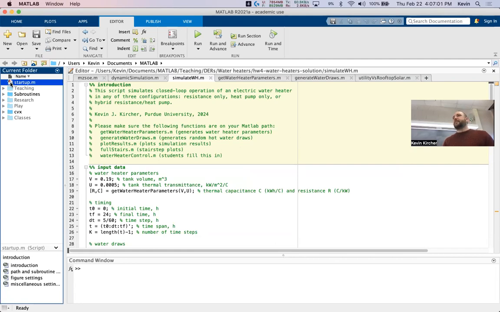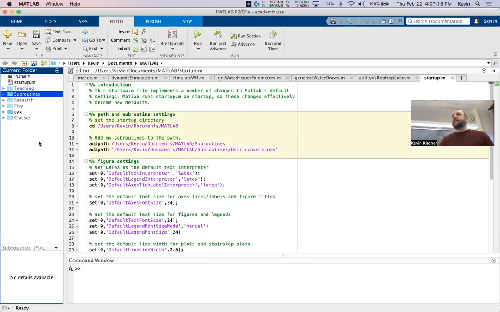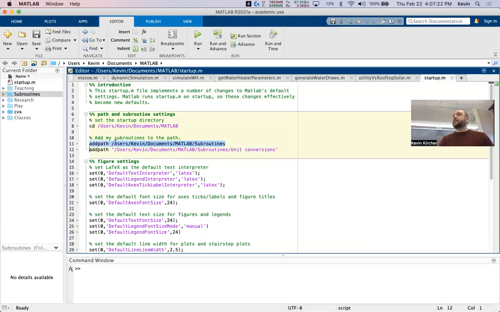So if you want the bell to turn off, for example, if you don't like it when it goes bonk bonk whenever you make an error, you can do that. There are also some standard things that I think MATLAB should do. I have a subroutines folder of things like unit conversions that I use regularly. I add that folder to the MATLAB path so that I can call those things no matter where I am in a script or a function.